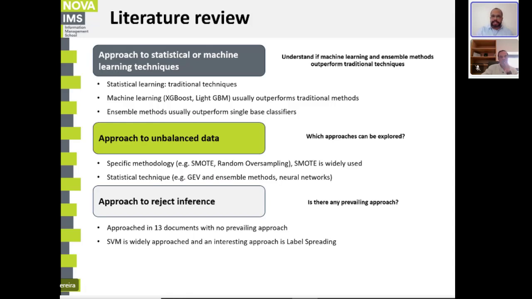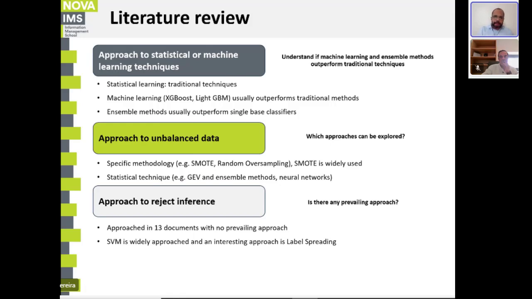One is the approach to the statistical or machine learning techniques. So it's to understand if machine learning techniques or ensemble methods could outperform the traditional techniques, such as logistic regression and decision trees. When we look at the whole literature, usually the machine learning techniques outperform the traditional methods. So this is a question that's barely answered in the literature.